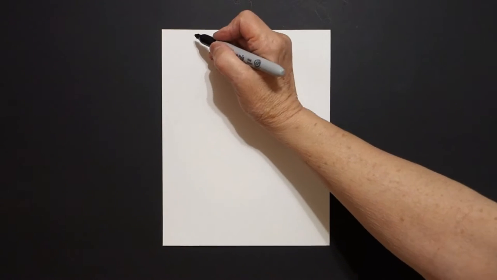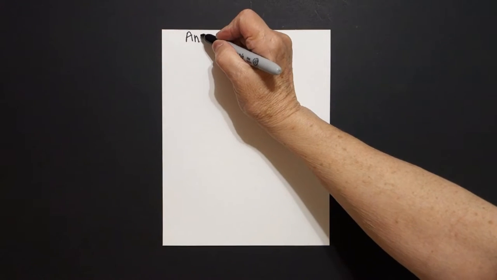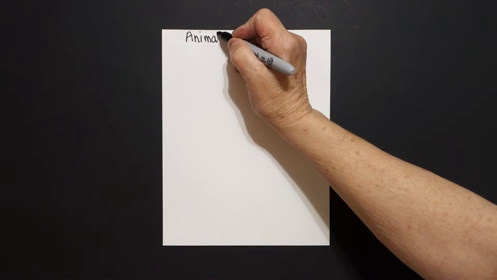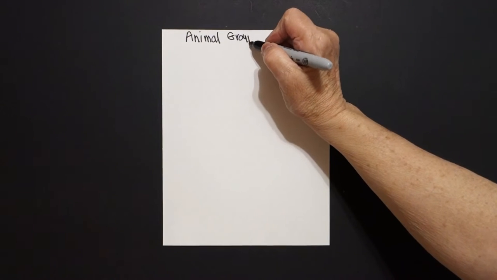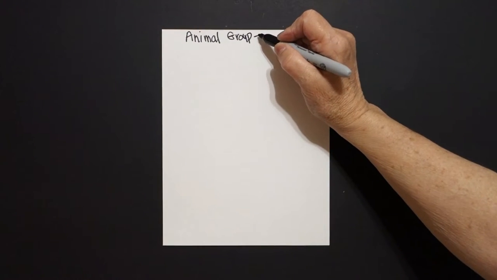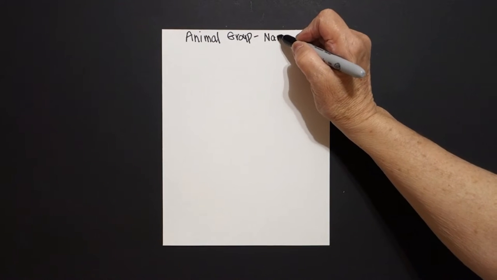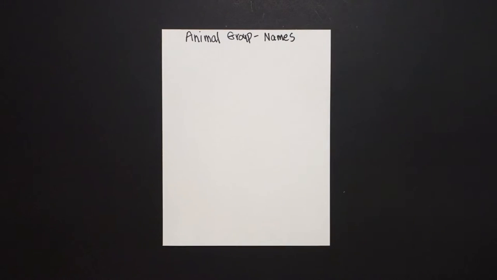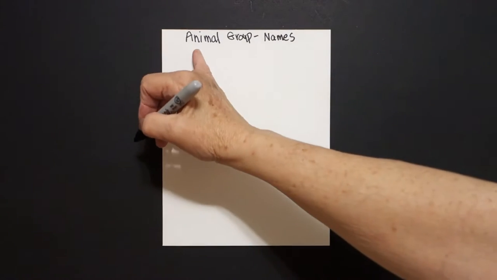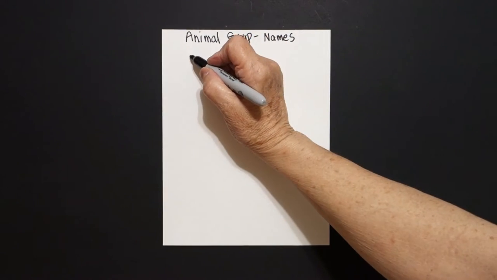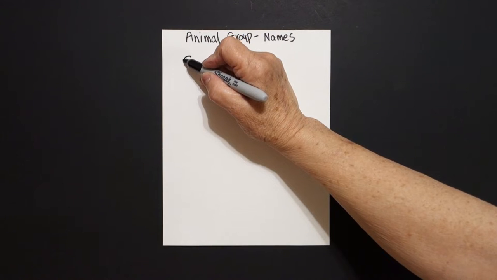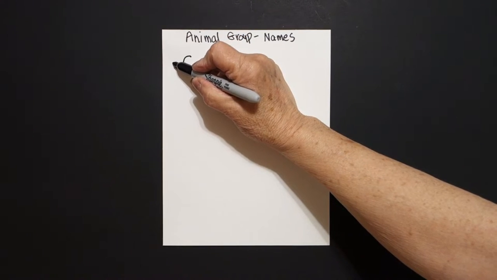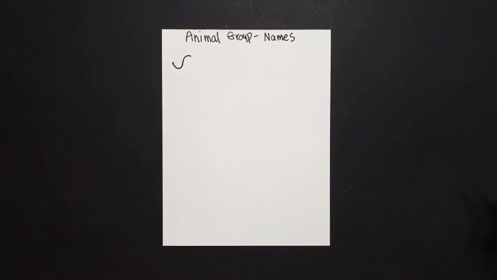Okay, let's draw. Today's project is animal groups and their names. Animal groups and how you refer to them and their names. You'll understand once we start. Okay, starting over here on the left, I'm going to put a dot. And from that dot, I'm going to draw a curve line down, curve line up, leave it floating.